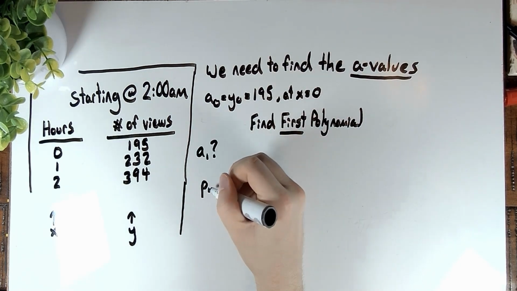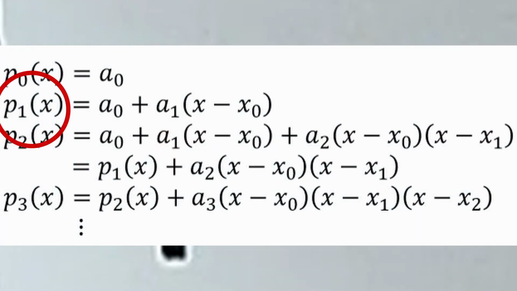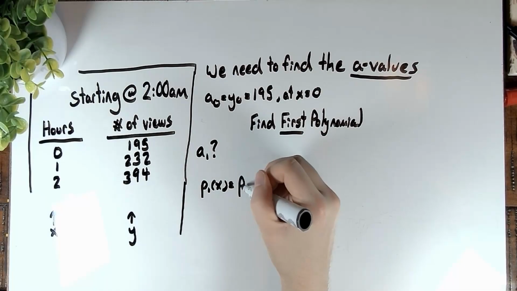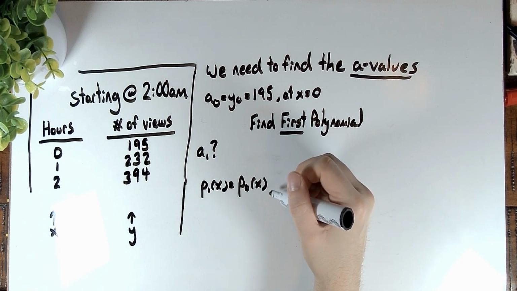When I write P with a 1 beside it, it's called P sub 1. It represents the first polynomial that we are making. This time there are going to be brackets beside it containing an X, which basically just means place a number of hours in the brackets instead of X, and I will calculate the views you should be getting at that hour. We will be plugging in numbers soon to help us discover the knob values needed for the model.